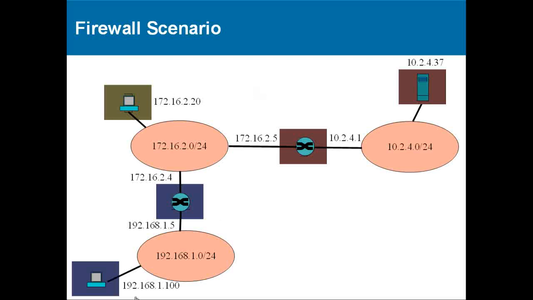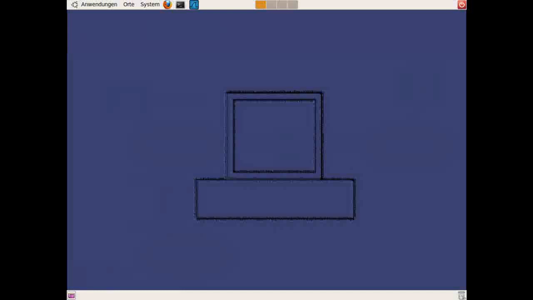So let's start with the client machine here in this company's network. The IP address range of this network is 192.168.10.0/24, so it is a regular network, and this machine here has address 192.168.10.100. So here is the machine, and as you see, there is not much happening on this machine yet.